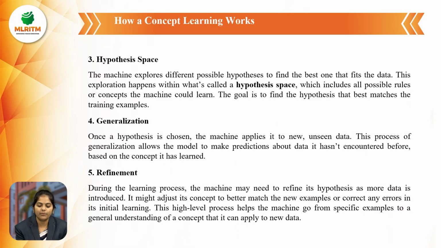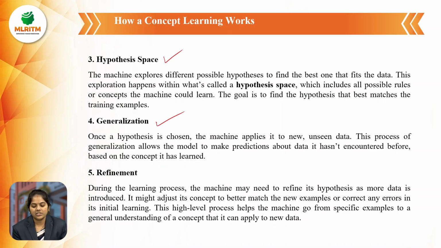And the third one will be hypothesis space. In machine learning, it will explore the different possible hypotheses to find the best one that fits the data. This exploration happens within what's called the hypothesis space, which includes all the possible rules or concepts that the machine could learn. The goal is to find the hypothesis that best matches the training examples. So when we go through n number of training examples, we'll find the best hypothesis for the particular problem.